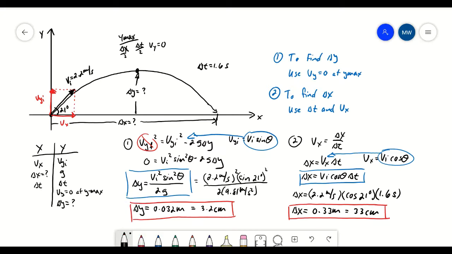So there's not one way of doing projectile problems that are launched at an angle. We'll still follow the same procedure. We'll draw the diagram, we'll set up our table, and then it's always a good idea to come up with a plan to see what you can use from your diagram and your table to solve for your unknowns.